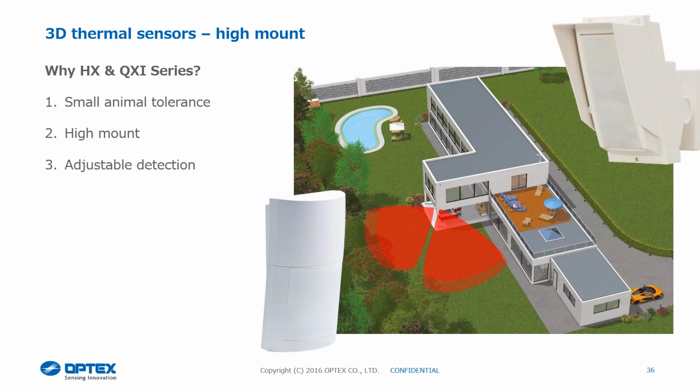So high mount height, 2.5 to 3 meters typically. And the good thing with these detectors is it's very, very easy to adjust the detection pattern and mask it out. So you can very easily reduce the range on them. You can very easily reduce the width and mask particular areas out that you might be prone to false alarms.